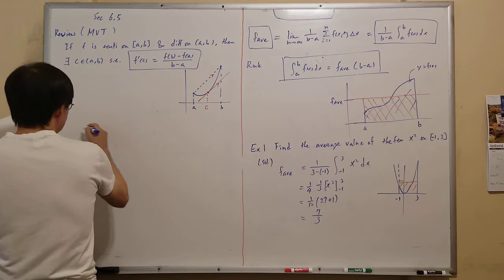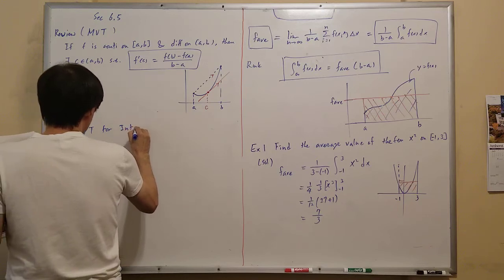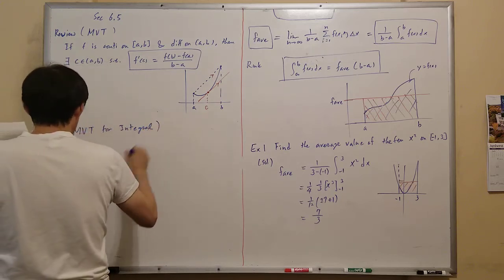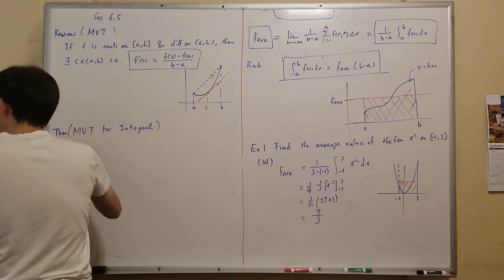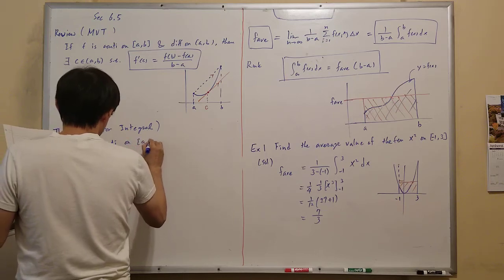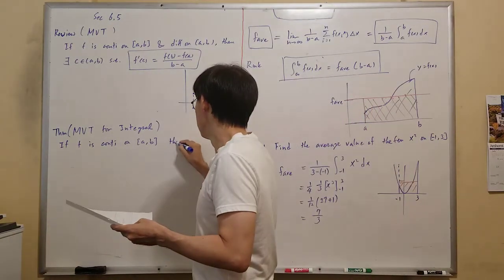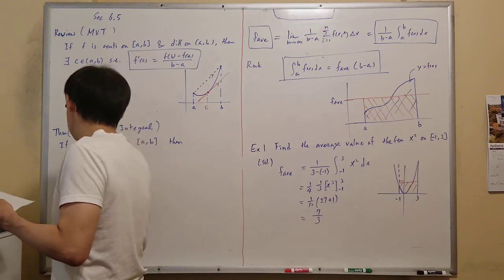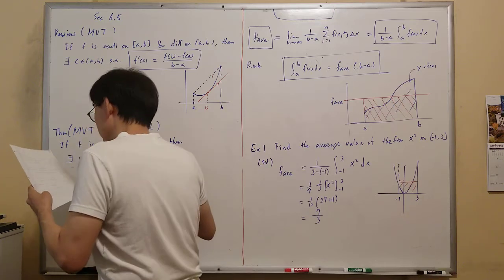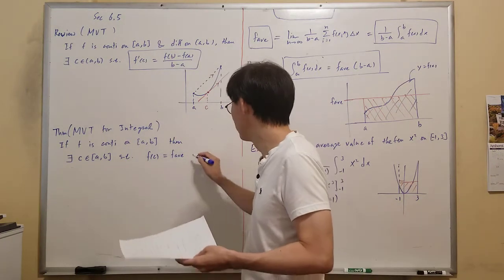Now we can have the mean value theorem for integrals. The theorem says: if f is continuous on a to b, it no longer has to be differentiable, just continuous is enough, then there exists c somewhere between a and b such that f of c equals the average value.